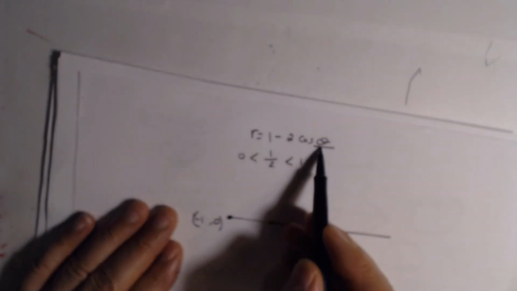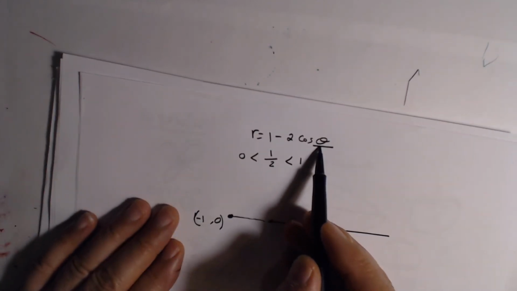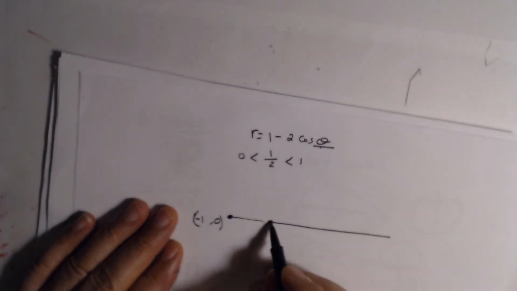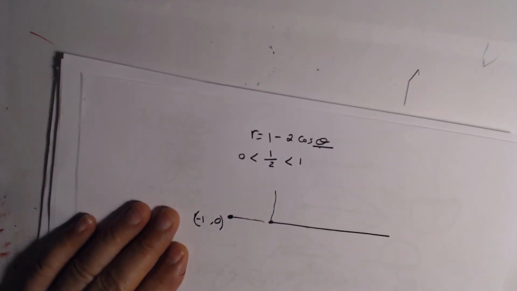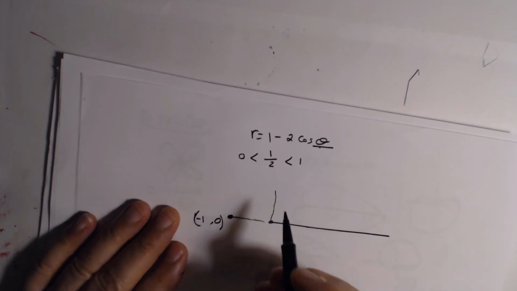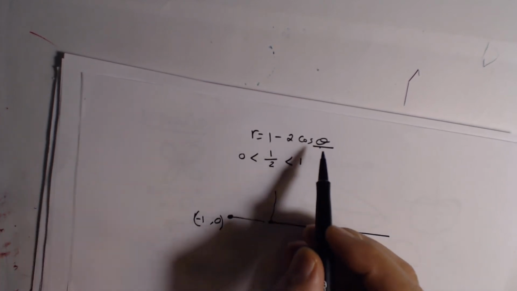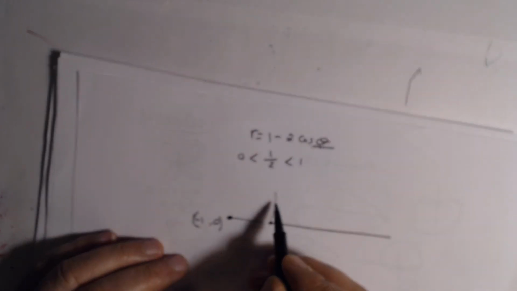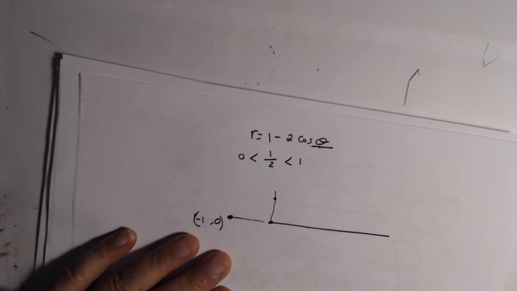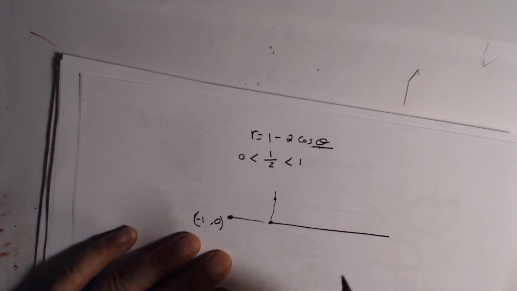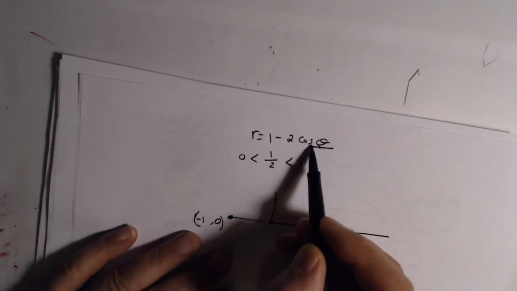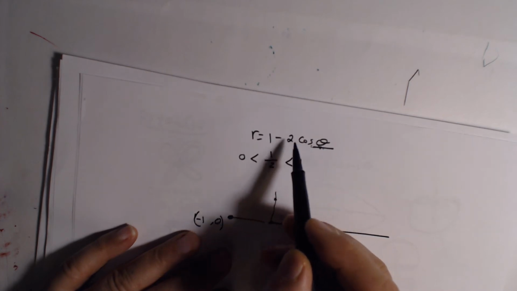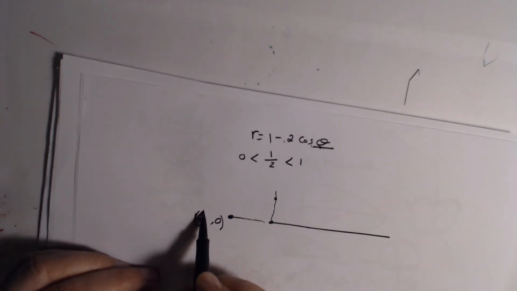But when it's pi over 2, cosine of pi over 2 is 0, and you get 1. And what happens when it's pi? Cosine of pi is negative 1. That makes it 3. It goes here.